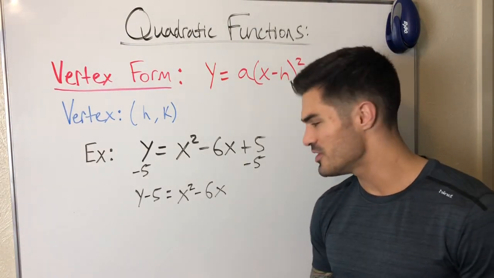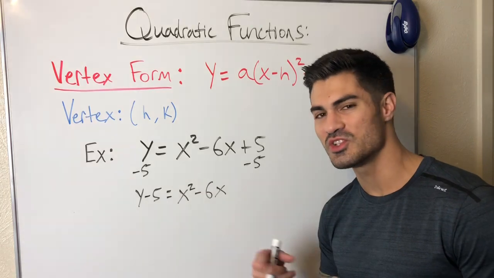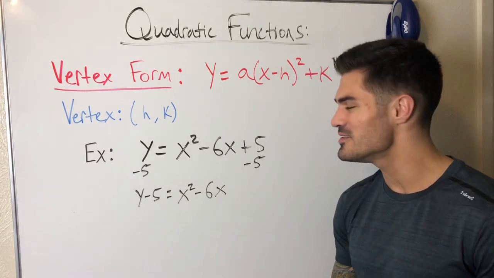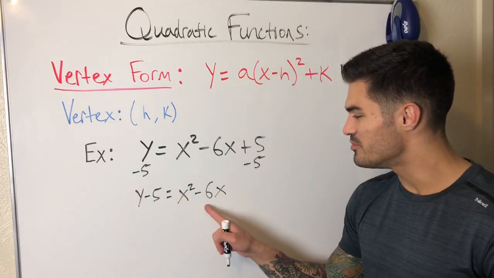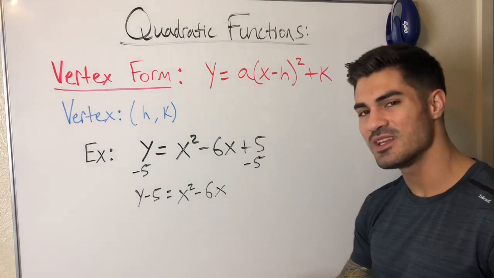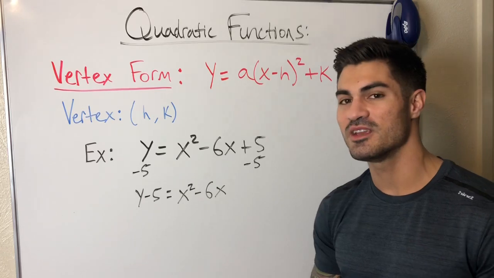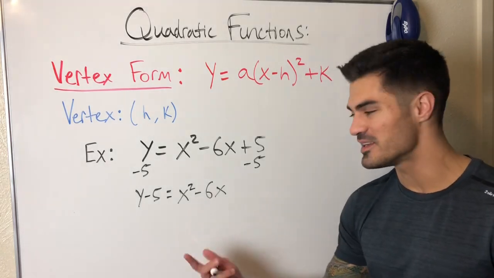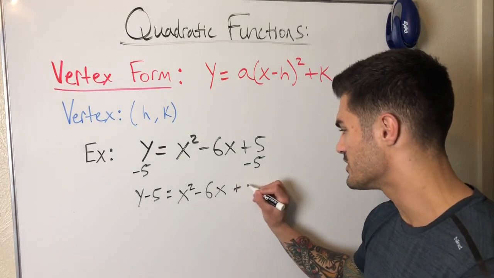And now, do you remember the trick? We take half of b, we square it, and we add it to both sides, right? So what is half of b? That's negative 3, right? Because my b is negative 6. So I take negative 3 and I square it. That gives me 9, and I add that to both sides. So I'm going to add 9 to both sides.